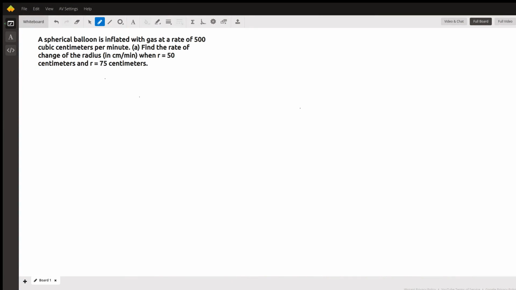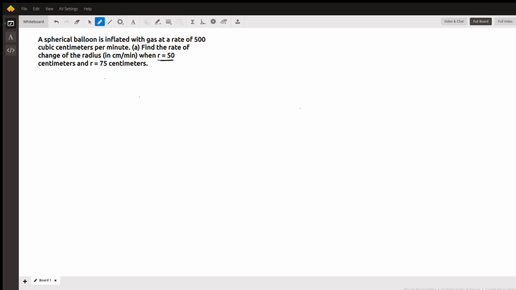Okay, we have a spherical balloon that is inflated with gas at a rate of 500 cubic centimeters per minute. Find the rate of change of the radius in centimeters per minute when r is equal to 50 centimeters and r is equal to 75 centimeters. To keep this video under 5 minutes, I'm just going to focus on the radius equaling 50, and I'll show you how to do the 75.